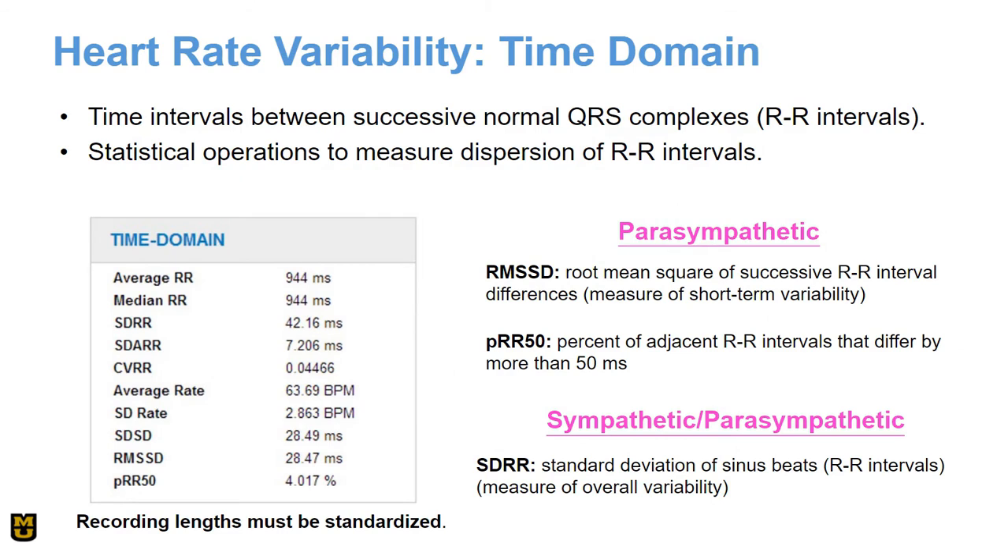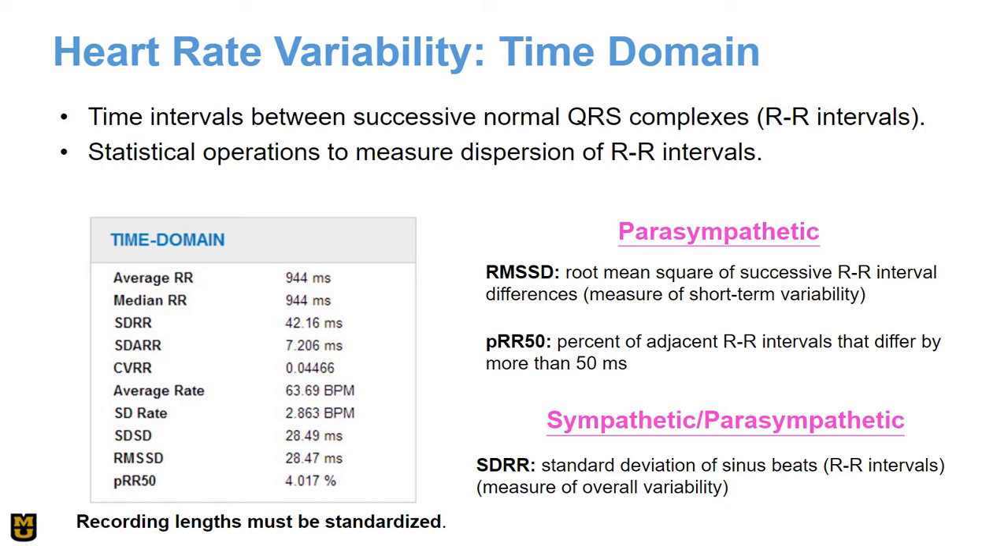So what is time domain? Heart rate variability assessed in the time domain, you're really just looking at the intervals between those normal QRS complexes. So the milliseconds that I showed you in the earlier figure. And then you can do some statistical operations to measure the dispersion. So if you want to know just overall variability, so like in the initial slide, I said heart rate variability is a nice non-invasive way to look at the modulatory influences of the sympathetic and the parasympathetic branches.